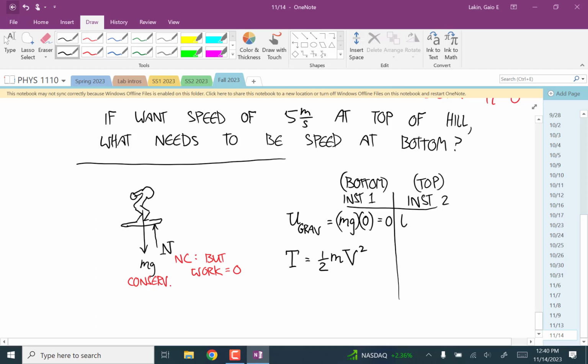Then at the top of the hill, the gravitational potential energy is the mass of the skier times 9.81 meters per second squared times the height at the top of the hill, which is 1.5 meters. So this comes out to be 14.715 times the mass of the skier.